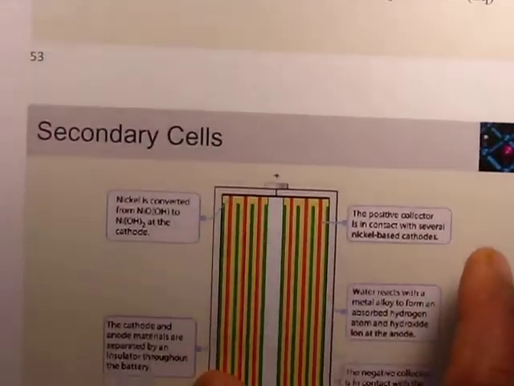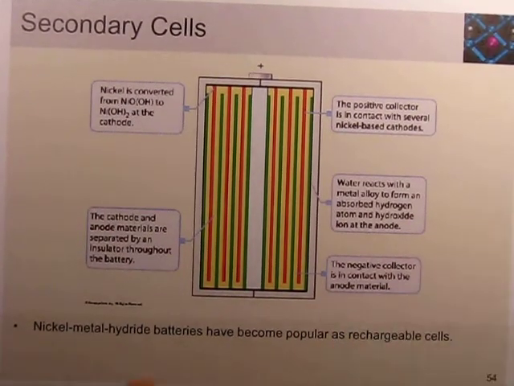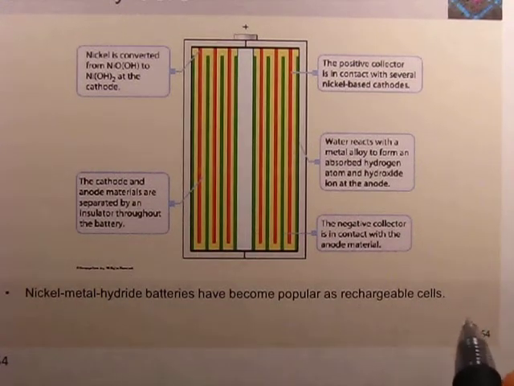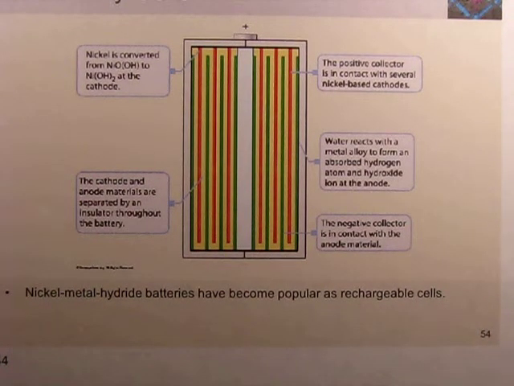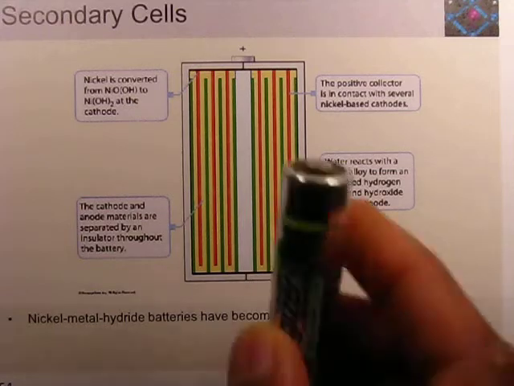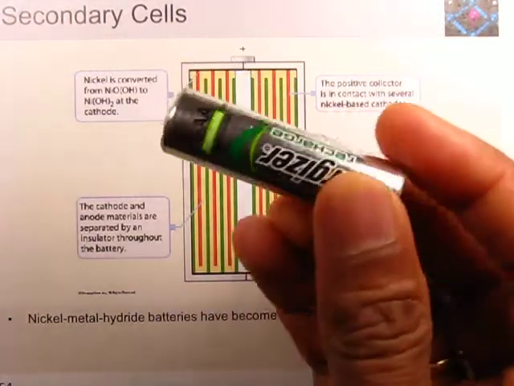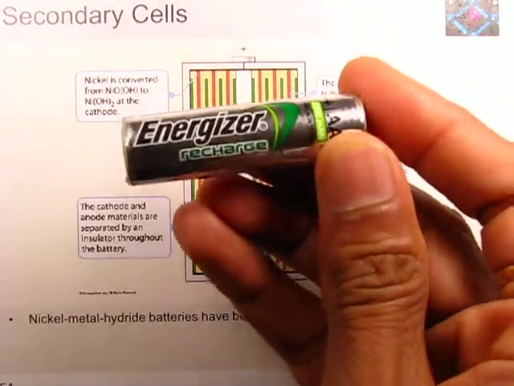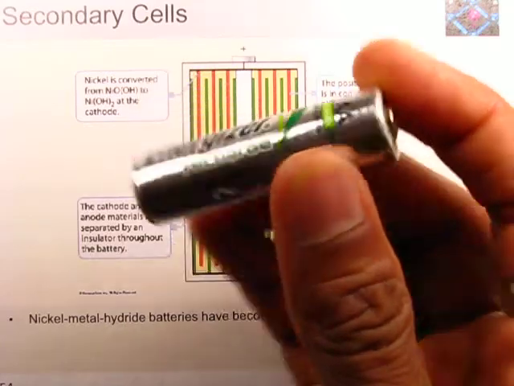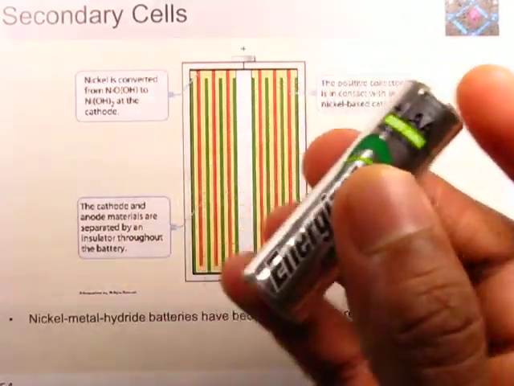So here we'll see how it looks. Basically nickel metal hydride batteries have become popular as rechargeable batteries. You may have seen that rechargeable batteries are very common right now, and for example here is a rechargeable battery which says Energizer. So this is one example of a rechargeable battery.